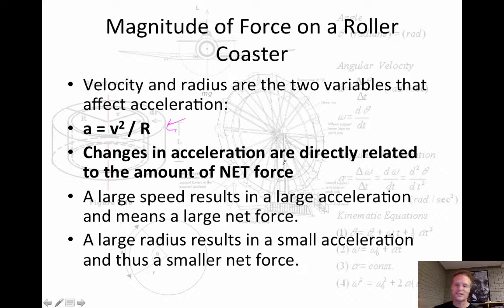Not so much just always plugging numbers into equations, but saying, if nothing changes about this roller coaster, but I double the velocity, I'm actually going to square it, so it's going to be 4 times the acceleration. The acceleration will be 4 times bigger by just doubling the velocity. Those types of things are really key to even just checking your answers when you're doing problems. As it says at the bottom here, a large speed results in a large acceleration, and that means a big net force. A large radius results in a small acceleration, and thus a smaller net force.